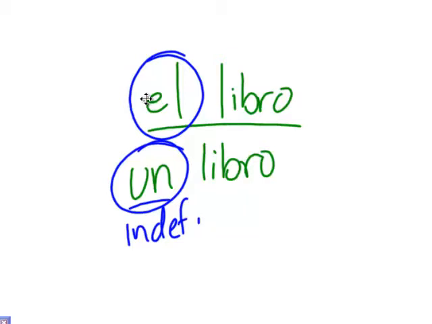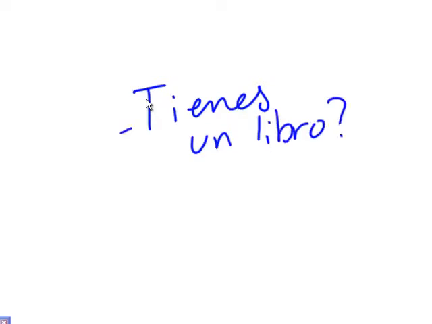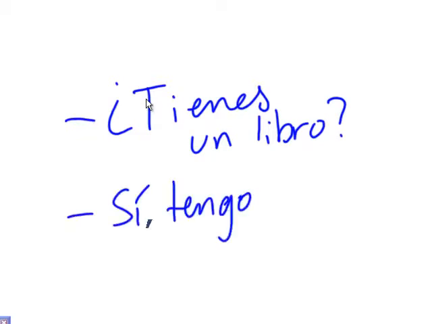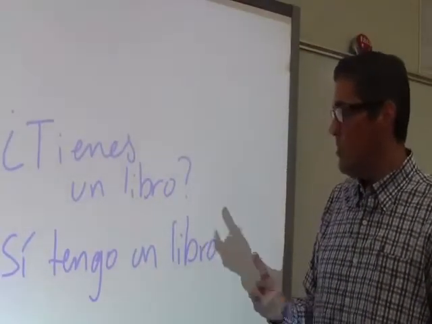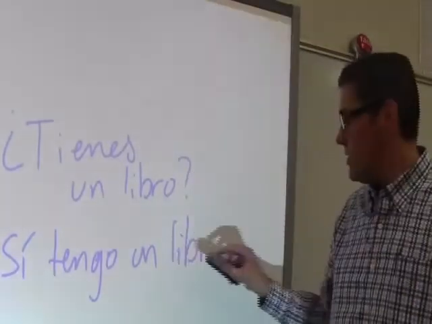So if we were to talk to somebody and say, ¿Tienes un libro? That person might respond with, let's make it more of a dialogue, sí, tengo un libro. Okay, and that would make sense, but it sounds a little mechanical. Do you have a book? Yes, I have a book. ¿Tienes un libro? Sí, tengo un libro. Okay, but we still use that un libro.